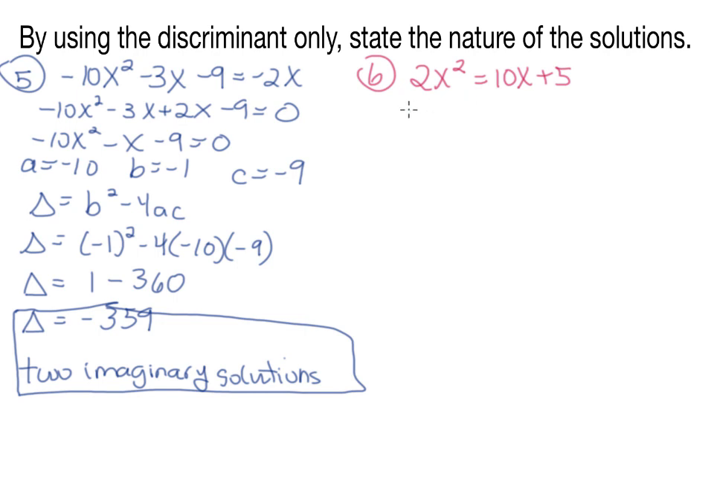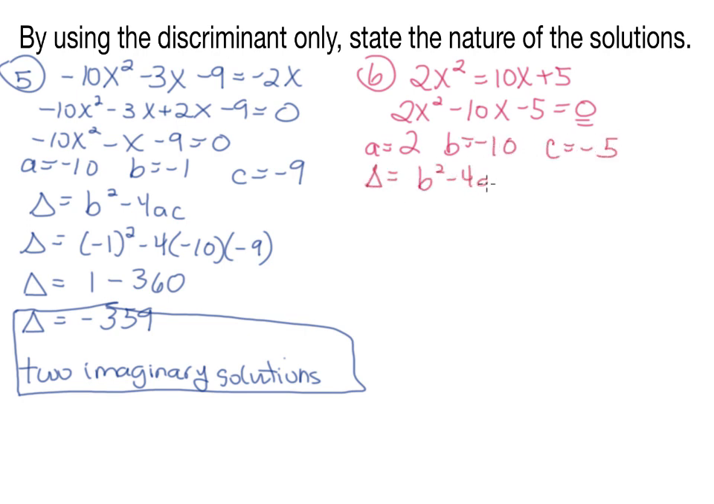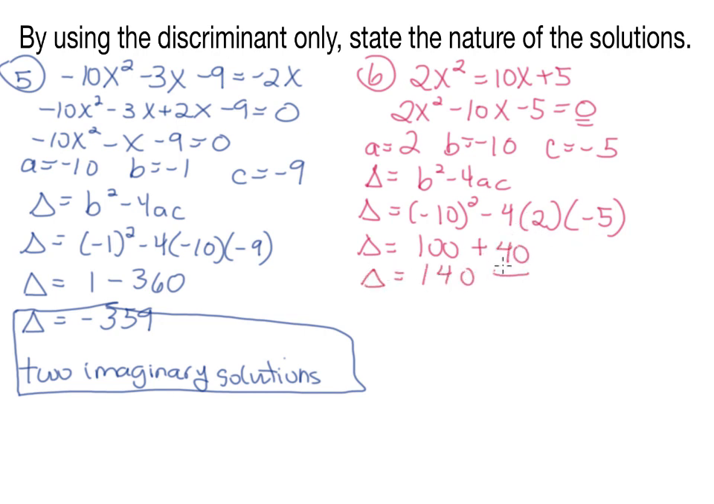We're going to do the same thing here. First we need to get the equation equal to 0, combining like terms. In this case, we don't have any like terms. Identify our a, b, and c. The discriminant is b squared minus 4ac. So we get negative 10 squared minus 4 times 2 times negative 5. Simplifying that down, we end up where our discriminant is equal to 140.